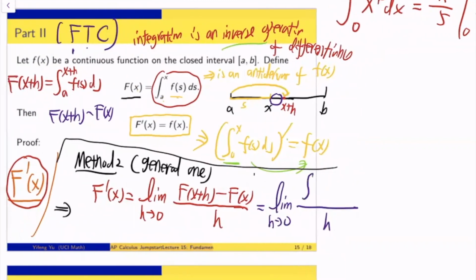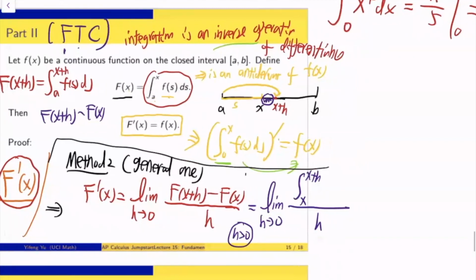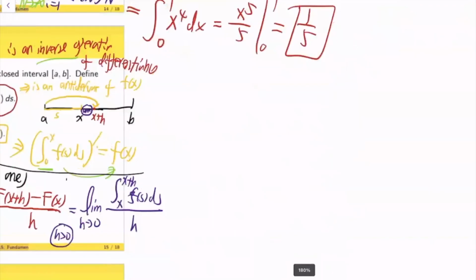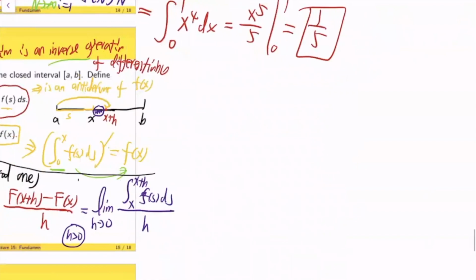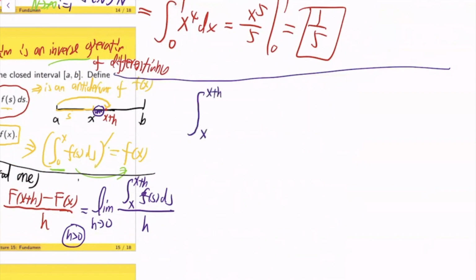What you left is this remaining part, so it's x to x plus h. Let's assume that h is positive. You can look at h negative, which is similar, but let's say h is positive. Here, that is the f(s) ds. Now let's look at the integration from x to x plus h of f(s) ds.